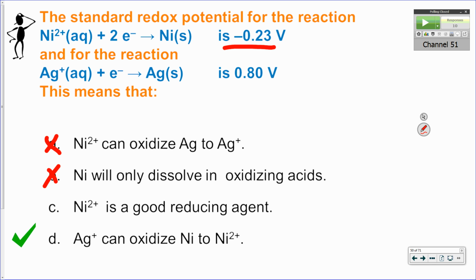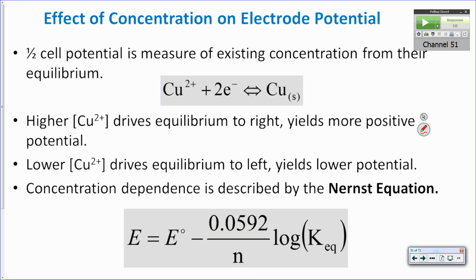But we know that silver can oxidize the nickel 2 plus because that's the reaction that's going to occur with this one. This one's going to be the reduction. This one's going to be the oxidation that's going to occur because of the potentials. Yeah, that's terminology you need to get used to.